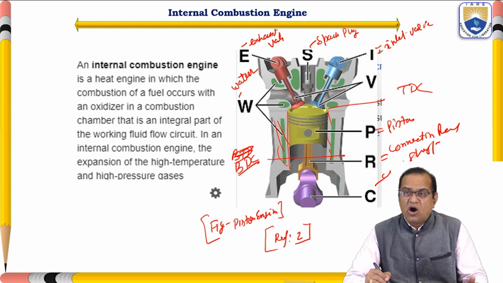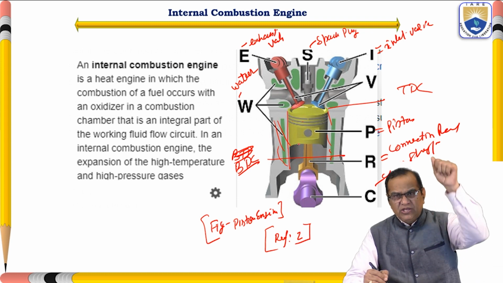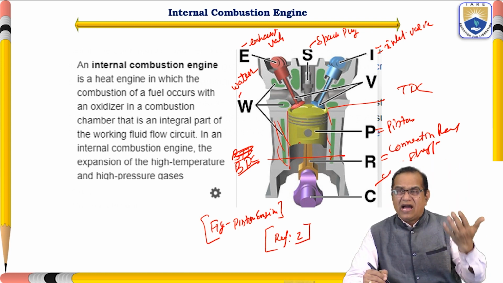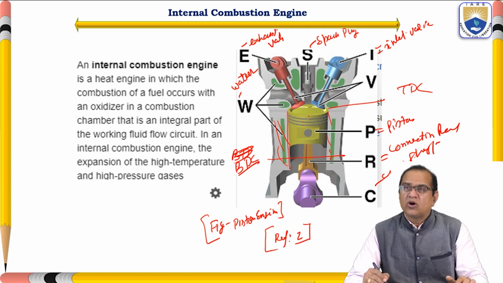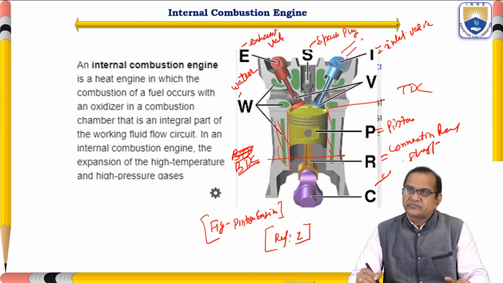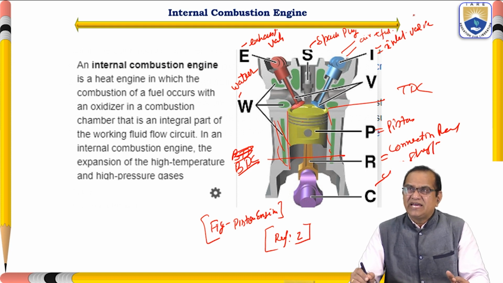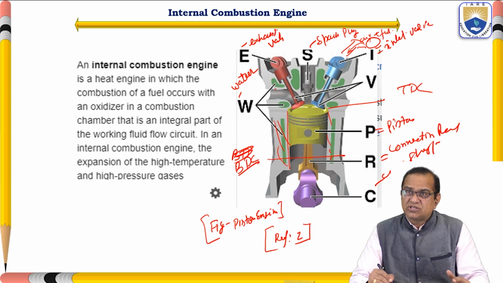As it starts moving, how will it start moving? Like manually you can crank it like your scooter, or nowadays we use a battery with a motor that rotates it initially. With the initial rotation, it will go down. As it starts going down, the inlet valve is opened, and the air and fuel mixture will enter, because it is a spark ignition engine. The air plus petrol mixture comes from the carburetor, which is attached here. It will enter slowly, and the exhaust valve will remain closed.